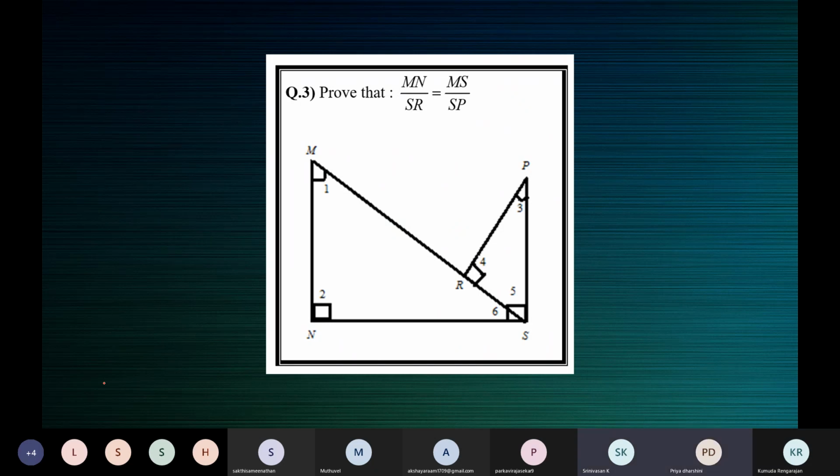MNS and PRS. Is the order correct? MNS, PRS? Yes, ma'am. We'll have to prove that MNS is similar to PRS.